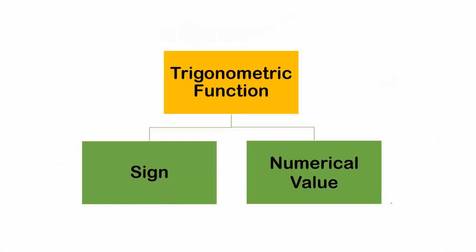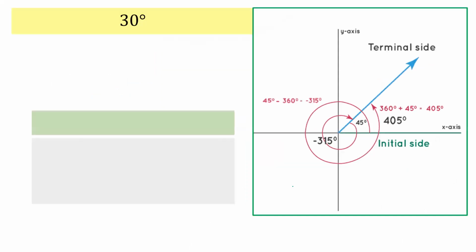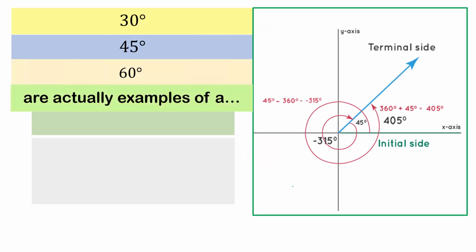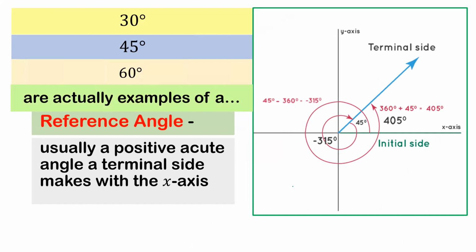Yung numerical value, kanina ang concern natin is yung sign. This time, ang magiging concern natin will be the numerical value. So si 30, si 45, tsaka si 60 degrees, those are actually called our reference angles. Okay, so pag sinabi natin reference angle, it's usually a positive acute angle at terminal side mixed with the x-axis. Okay. Ayan, so yung 405 degrees, si negative 315 degrees, ang kailangan natin yung 45 degrees.